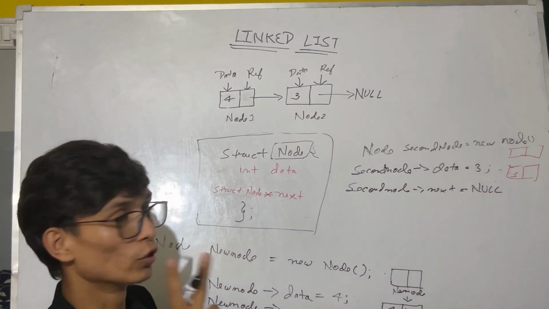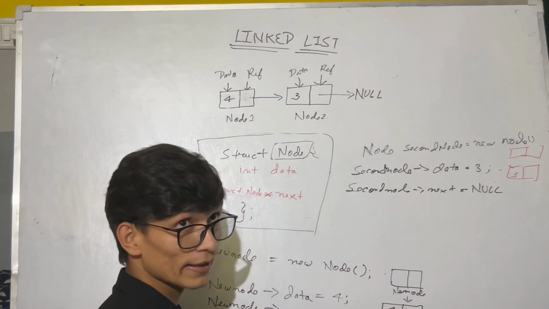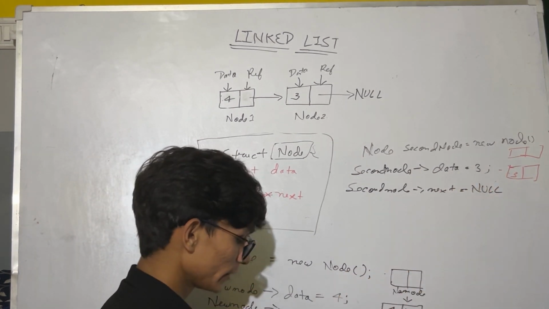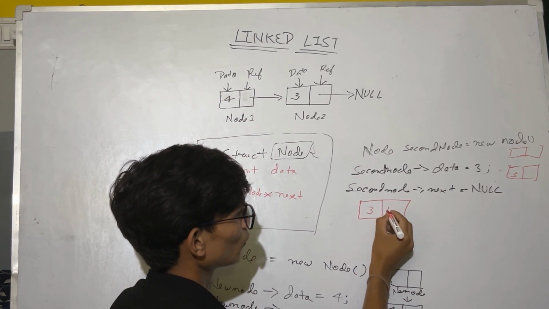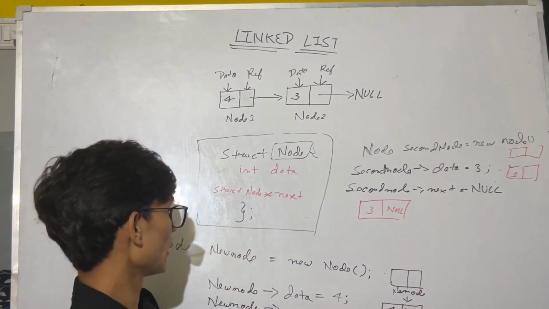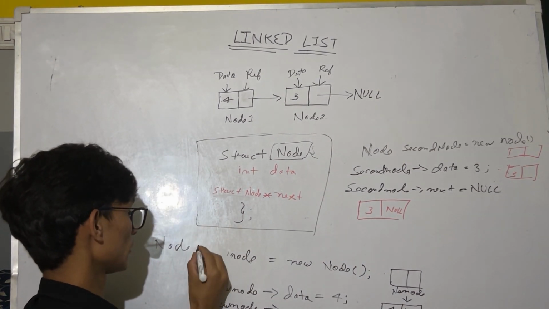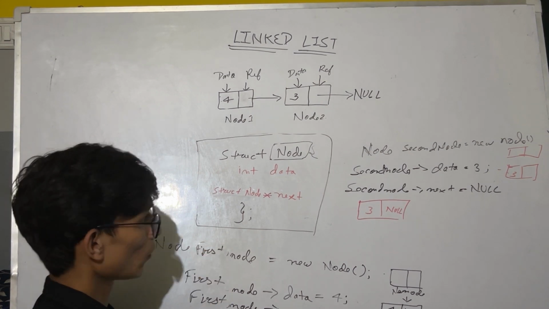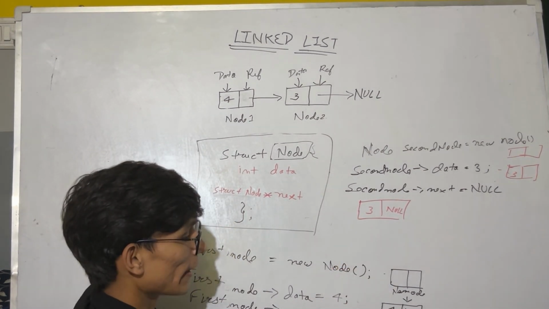Now we have created two nodes. The first one is this one, 4, pointing to null, and the second one is this one, 3, pointing to null. This is a new node, and we can give it the name first node. So now we have created two nodes: the first one is second node and the other one is first node.